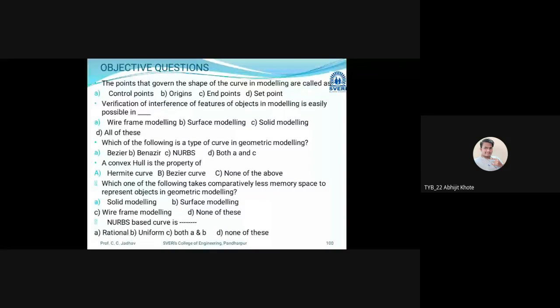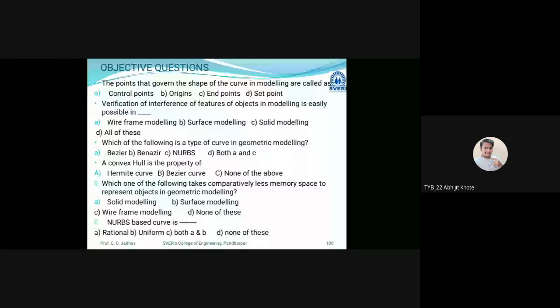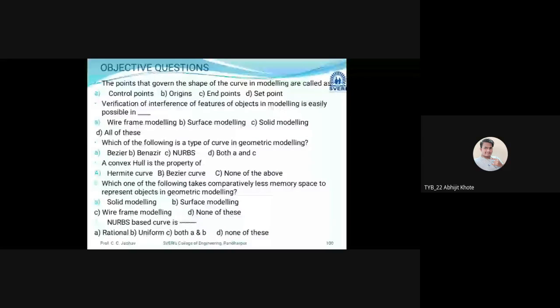In wireframe modeling, we are going to create only the structural part. In surface modeling, we are going to create only surfaces. And last, in solid modeling, we are going to create all the internal properties as well as the external properties of that part. In solid modeling, it is allowed to check interference with other objects with the help of the assembly. So the answer is solid modeling.